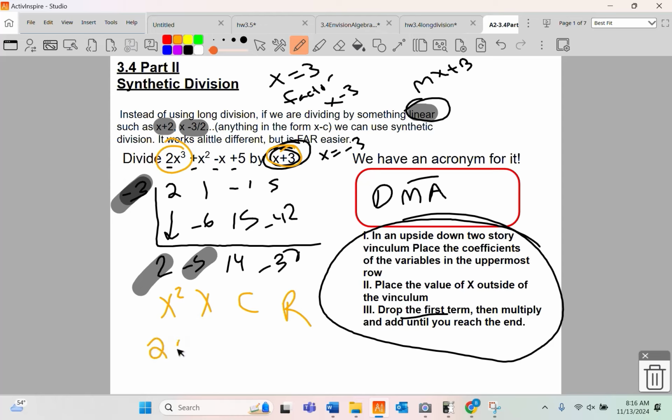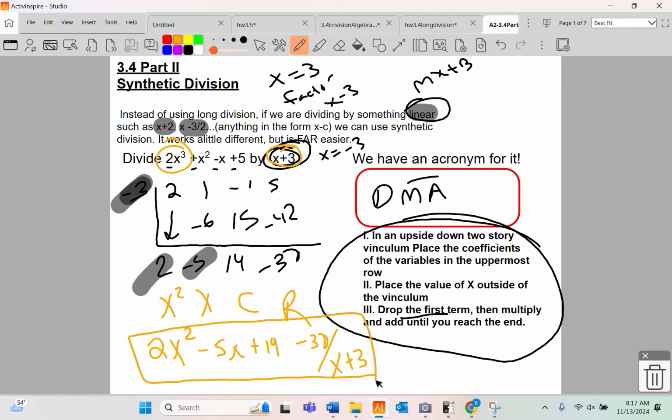So when you do your division, this is your quotient, 2x squared minus 5x plus 14. Take away 37 pieces, because that's the remainder. 37 pieces of what? What was the divisor? The divisor was x plus 3. There's your quotient and remainder. It was synthetic.